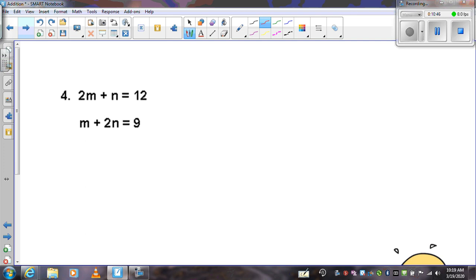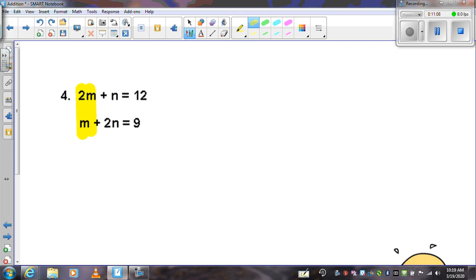Okay, so these are actually lined up. The problem is I do not have opposite coefficients for one of the variables. So we're lined up. Now we just have to decide which variable do we want to get rid of. If I choose to get rid of the m's, what is the opposite of positive 2m? Hopefully you're saying negative 2m.